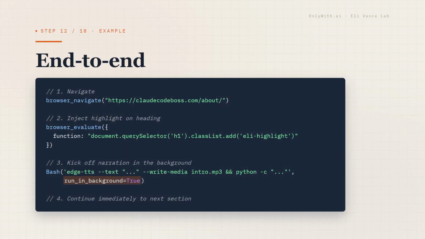Here's roughly what an end-to-end walkthrough looks like in code. Navigate to a page, inject a JavaScript snippet that highlights a section. Kick off Edge TTS in the background to narrate it. Move to the next section while the audio is still playing. Repeat. The whole thing flows.